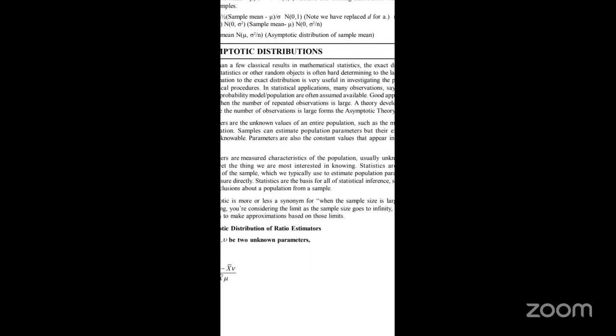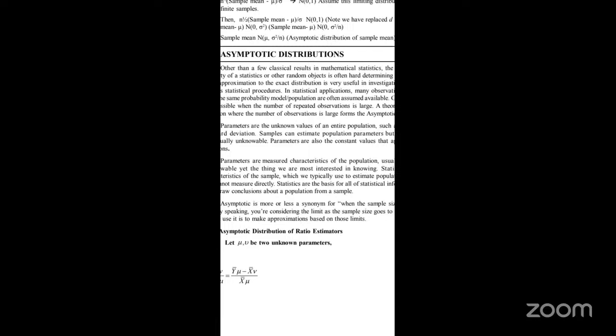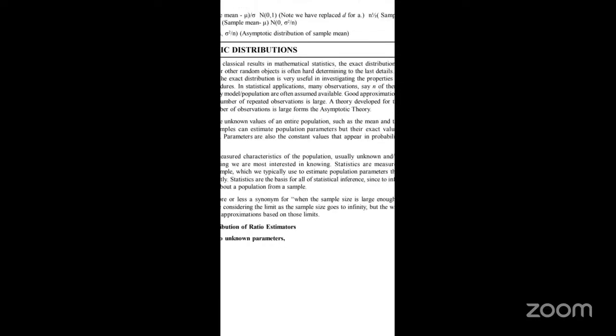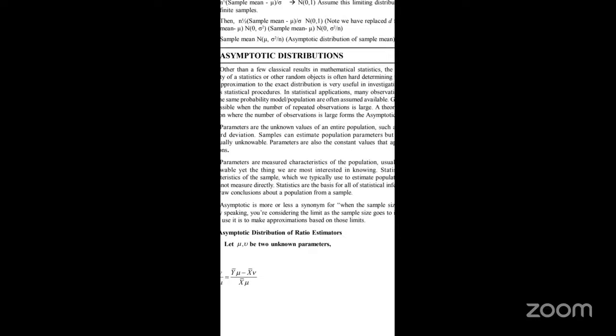Statistics are the basis for all of statistical inference, since to infer is to draw conclusions about a population from a sample. Asymptotic is more or less a synonym for when the sample size is large enough. Strictly speaking, you are considering the limit as the sample size goes to infinity. The way people use it is to make approximations based on these limits, as with the ratio estimator.